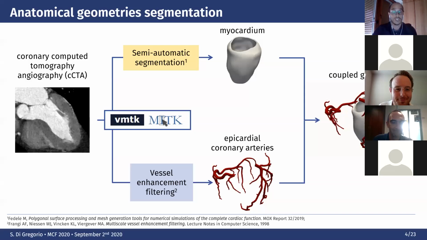About the geometry reconstruction, we start from CT images, and then we perform a semi-automatic segmentation to obtain the myocardium geometries. Whereas we exploit the vessel enhancement filtering from the work of Frangi to reconstruct the epicardial coronary arteries. In this way, we have the overall anatomical geometry.